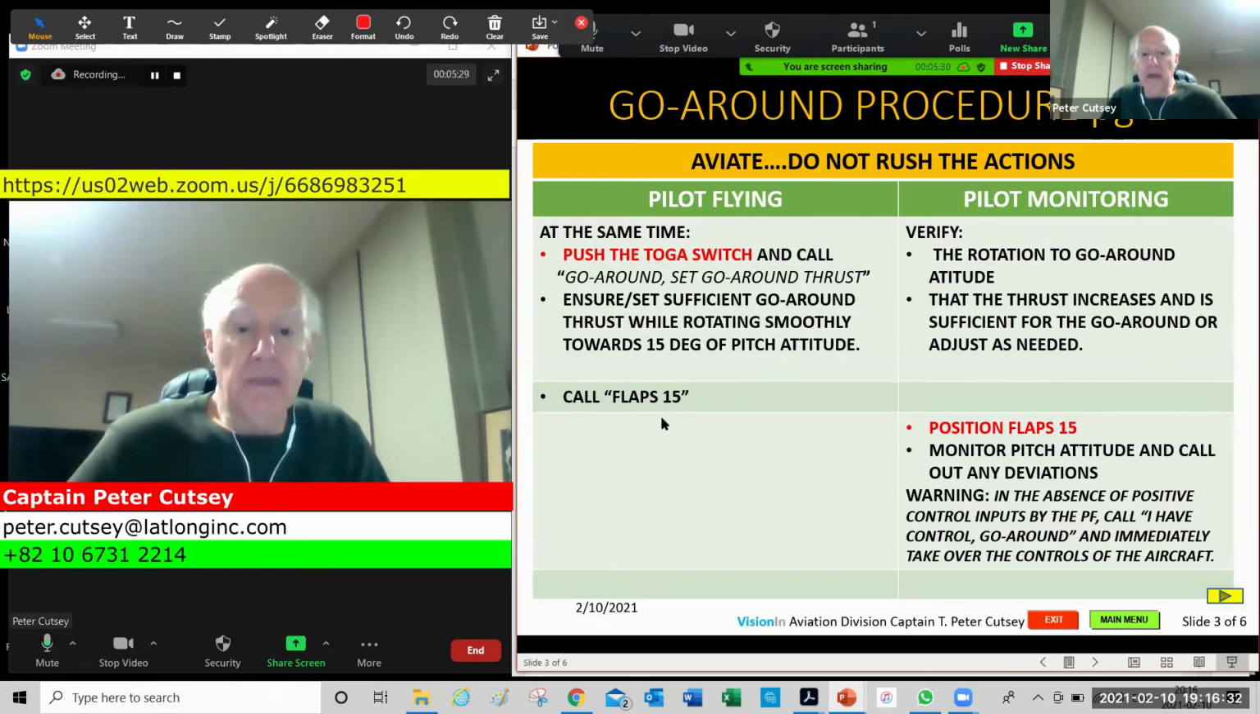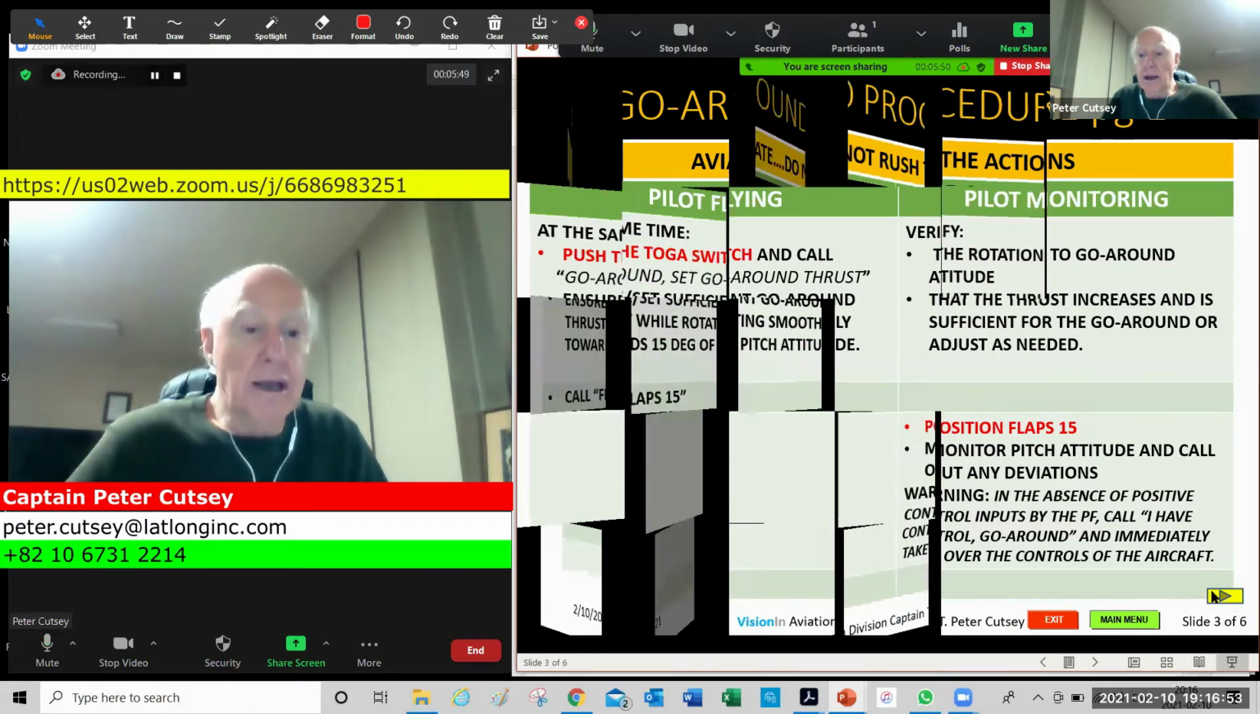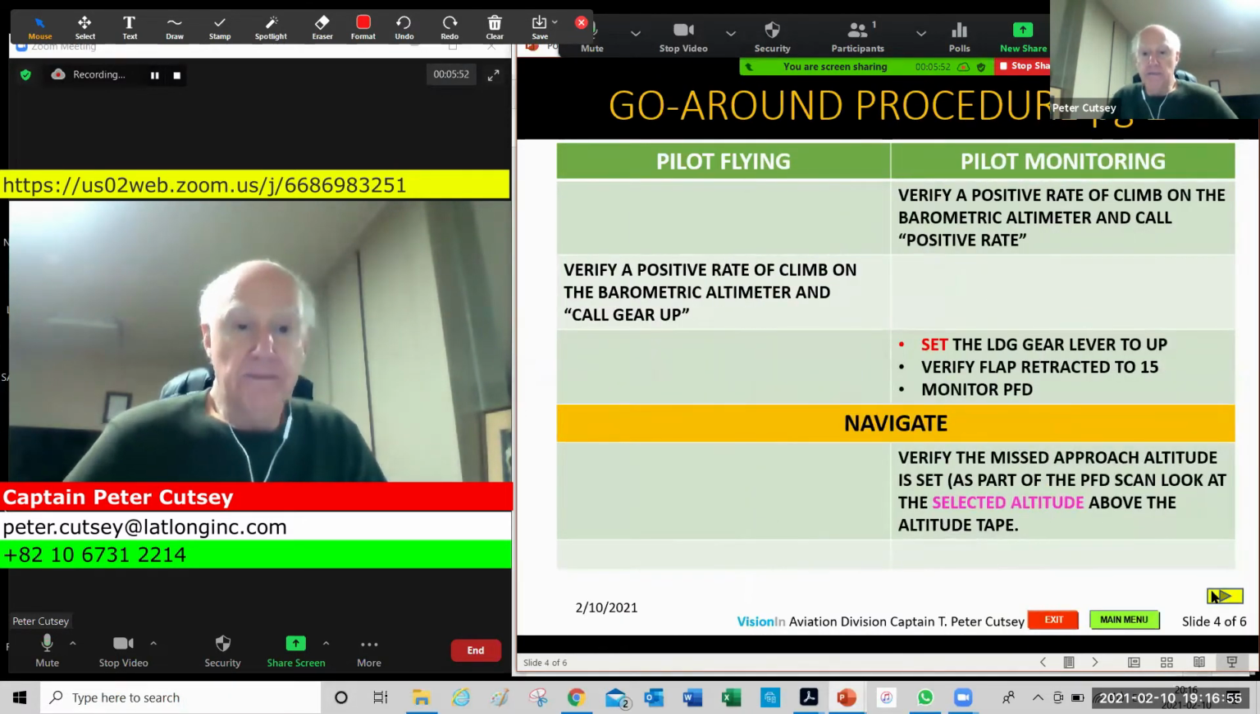And then the pilot flying will call for flaps 15. And you will have briefed on this: the pilot monitoring will select flaps to 15 using the alternate system. It's going to take a little longer to do that, so allow time for that.